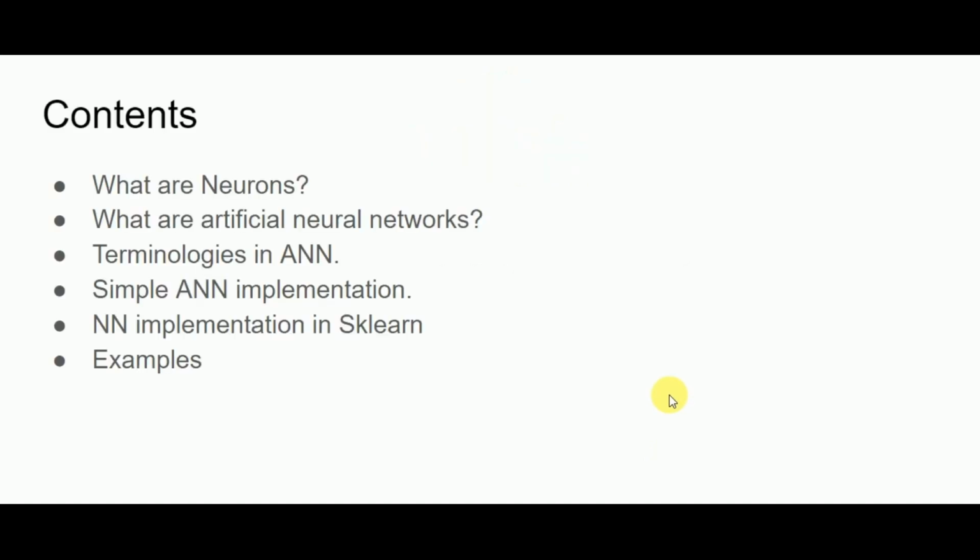In this series of videos, we'll be looking at what neurons are, followed by what artificial neural networks actually are and what all that buzz is about. After that, we'll look at the terminologies used to implement an artificial neural network, followed by implementation of the same in scikit-learn and in basic, followed by some examples that we can see. Okay, let's get started.